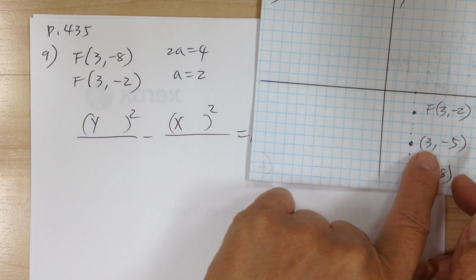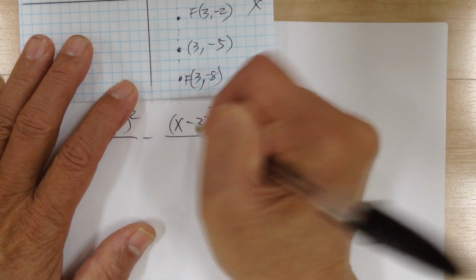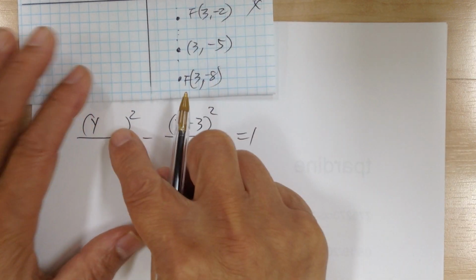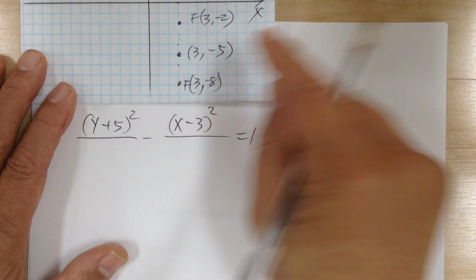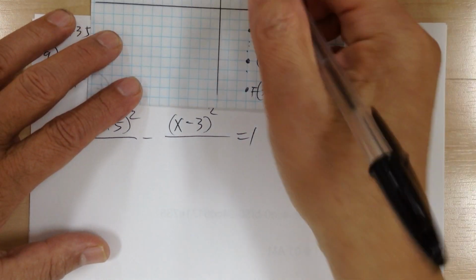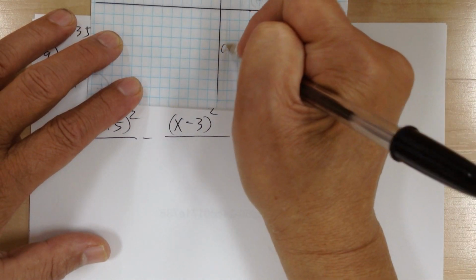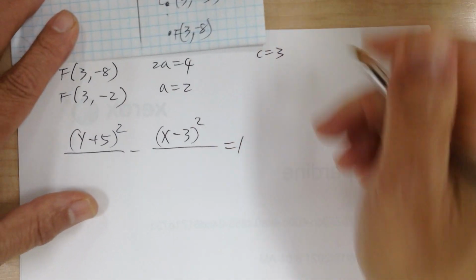Now, you have to be careful where these things go, right? So it'd be x minus 3. Okay, and y minus -5, so it'd be plus 5. Okay, so next thing is, so this is your c equal to 3. Okay, so c equal to 3.